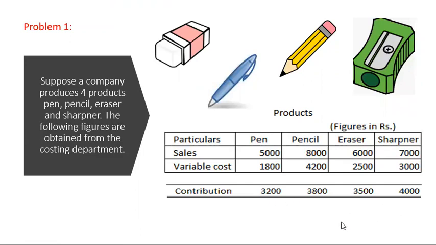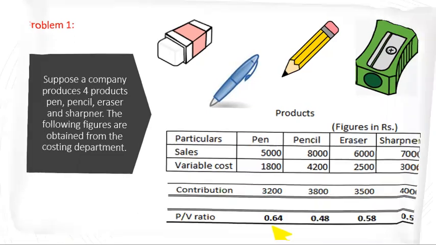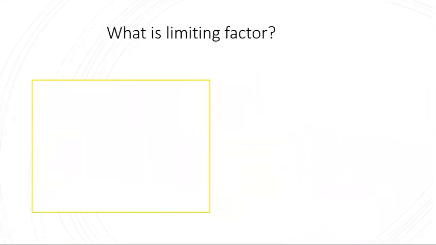Now we will be calculating the PV ratios. PV ratios are calculated by dividing contribution by sales. I have discussed PV ratio in our previous video. Please refer to that. And here we can see that the PV ratio for the pen is the highest among them all. It implies that the company has to focus on production of pens more than other products to maximize its profit. Now, let's dive deeper into this topic and understand constraints or limiting factors of production.